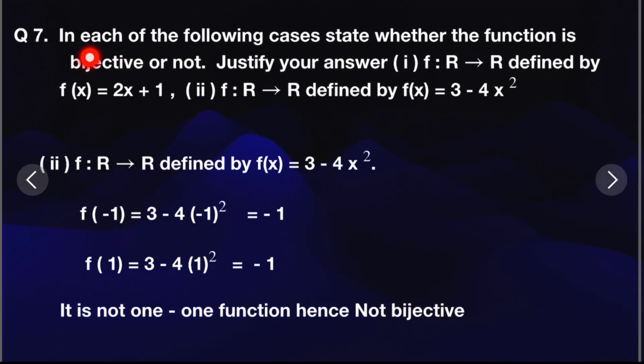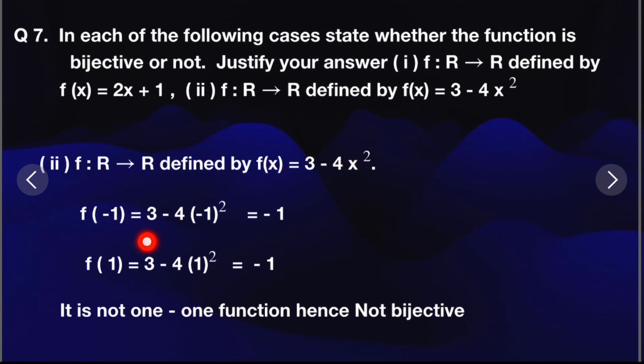Question 7. Okay, the same thing, second question. Here the function is 3 minus 4x square. So we have to find out whether this is bijective or not, whether this is a 1 to 1 function. So here it is, function from R to R, defined by this function. Now I am going to take two values, that is minus 1 and 1, and show that they both have the same image. So x is equal to minus 1 if I put here.